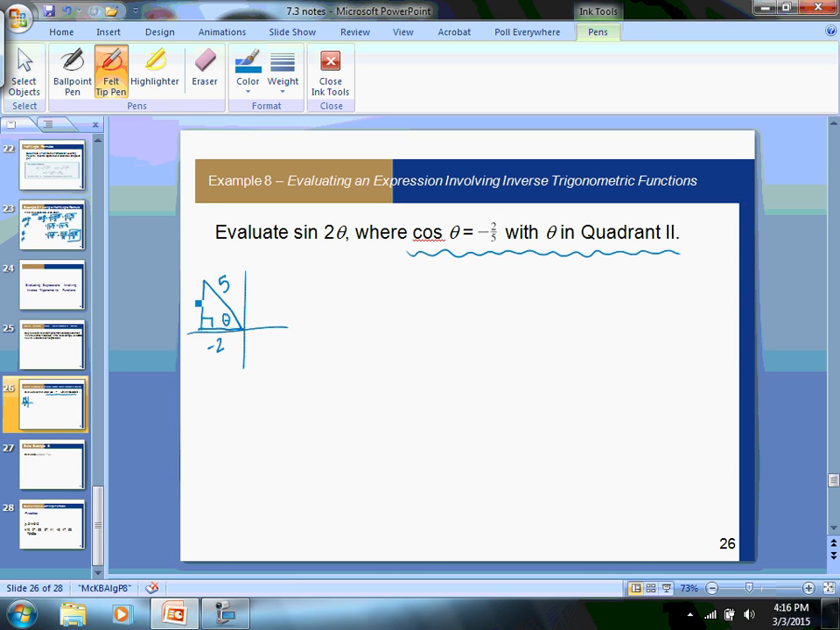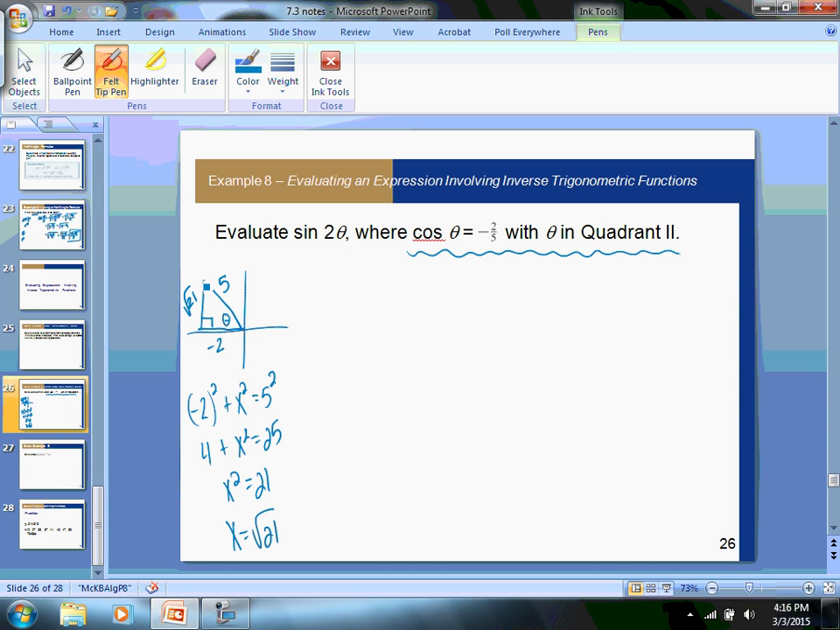Now this other side then will be x, and I can solve for that. So negative 2 squared plus x squared equals 5 squared. So that's 4 and 25. So x squared is going to be 21. So that side then is going to be the square root of 21. And it's going to be positive because we're going up. We had to go negative and then positive in order to get into the second quadrant.